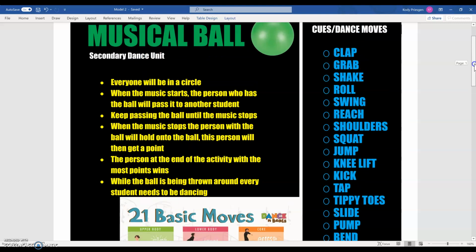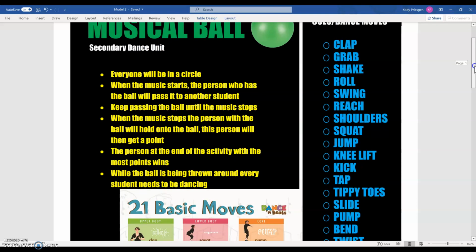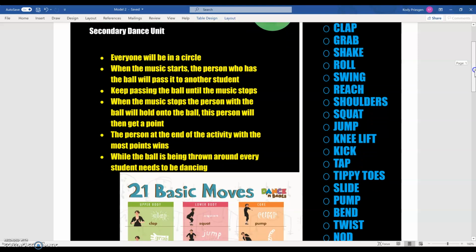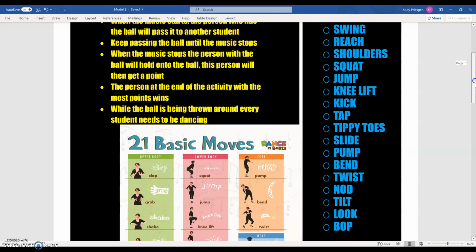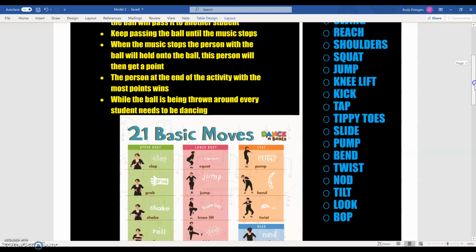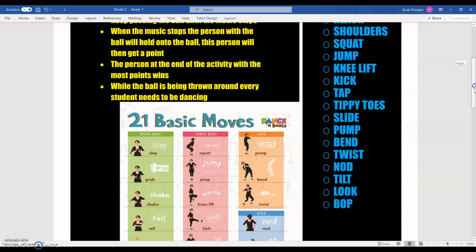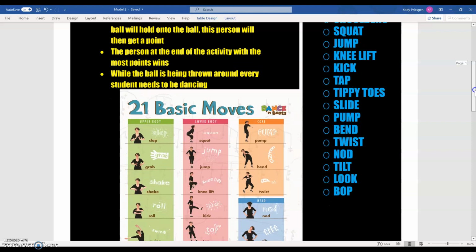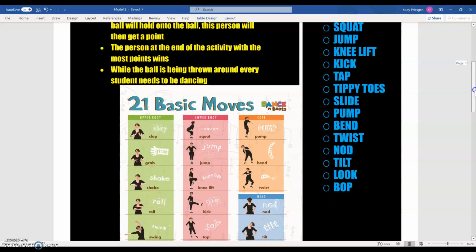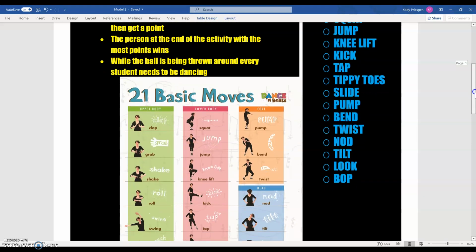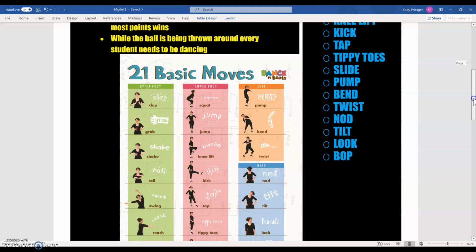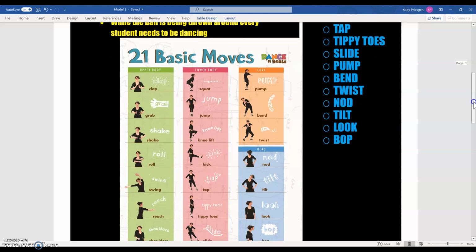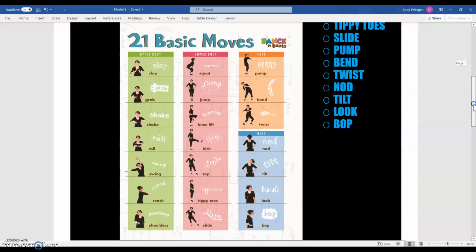So here are some cues and dance moves that you can do. Clap, grab, shake, roll, swing, reach, shoulders, squat, jump, knee lift, kick, tap, tippy toes, slide, pump, bend, twist, nod, tilt, and bop. And right here, as you can see, these are those moves that I just listed. There's pictures here so you can see.